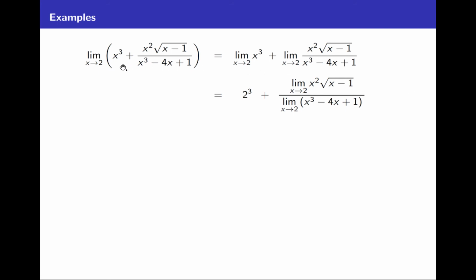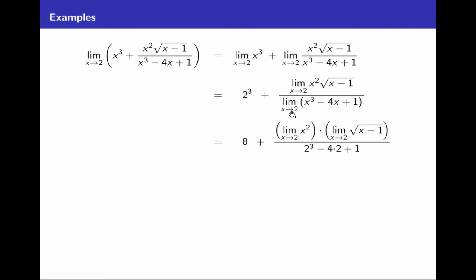So notice how this complicated limit here is getting simpler and simpler. It still has limits in it, but they're simpler limits. Now 2 cubed is 8. On the top, we have the limit as x approaches 2 of a function times another function. And you could write that as the limit as x approaches 2 of the first function, x squared, times the limit as x approaches 2 of the second function, square root of x minus 1.